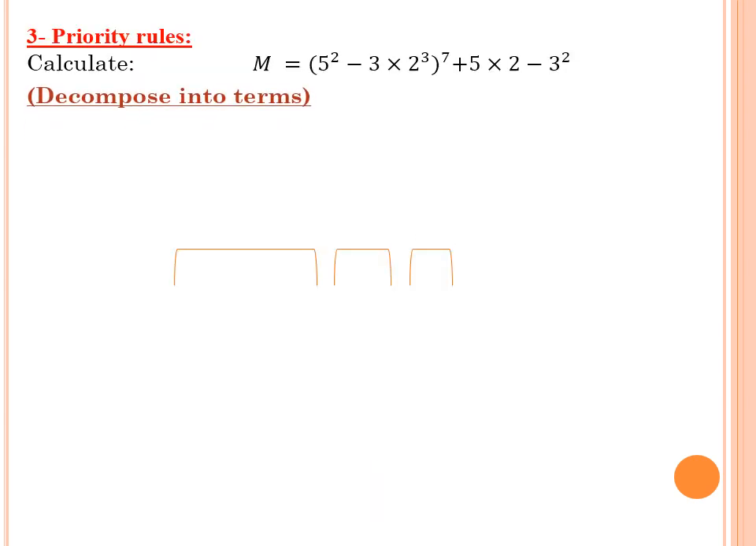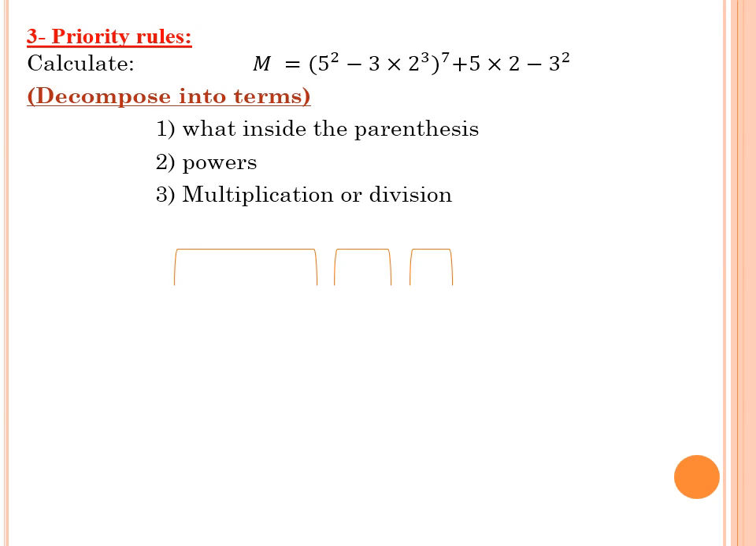M equals 5 squared minus 3 times 2 cubed, all to the power 7, plus 5 times 2 minus 3 squared. For the first time, it looks so long. Maybe you are right, but it's so easy to solve if we follow the PEMDAS rules. Do you remember it? First, let's start by decomposing into terms. We have to solve what's inside the parentheses, then the powers, then multiplication or division, and the last step, addition or subtraction.